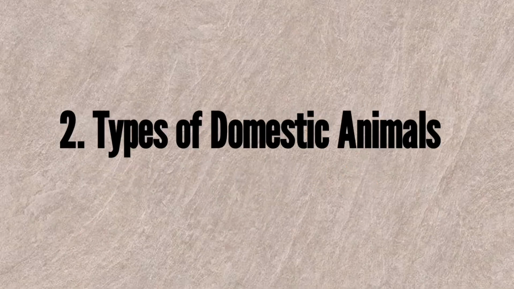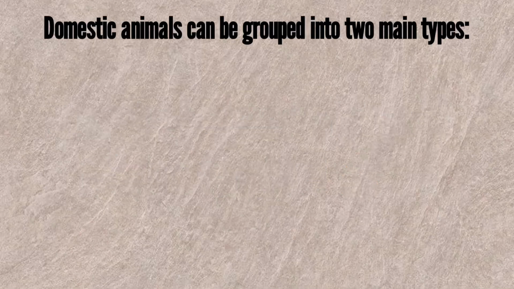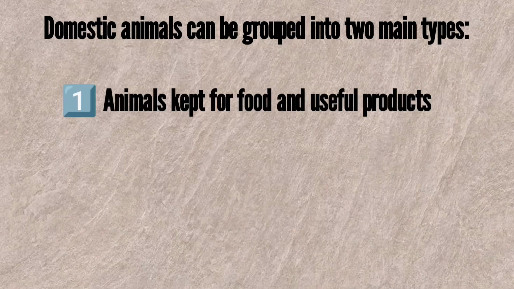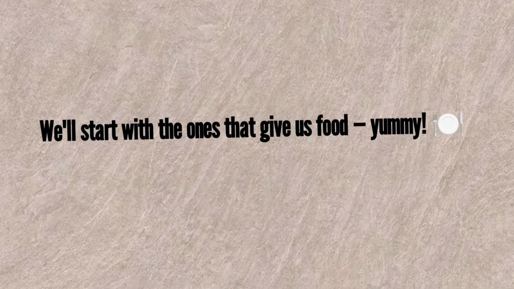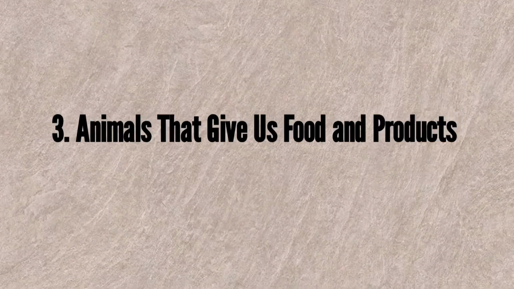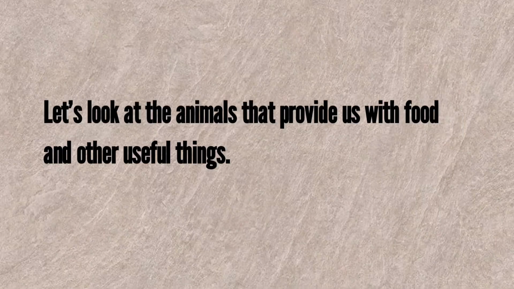Types of domestic animals. Domestic animals can be grouped into two main types. 1. Animals kept for food and useful products, and 2. Animals kept for work, protection, and comfort. We'll start with the ones that give us food. Yummy! Animals that give us food and products.